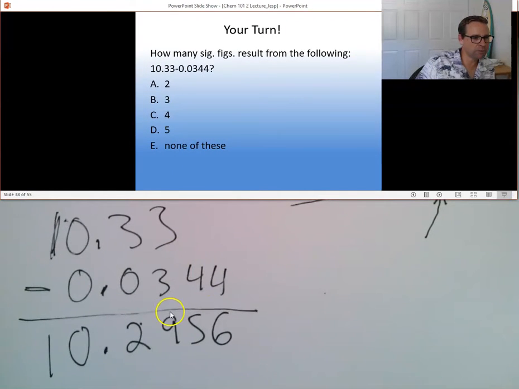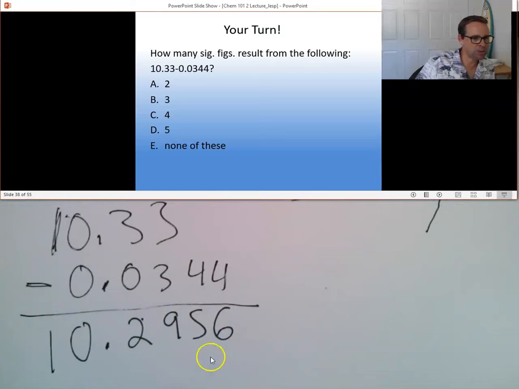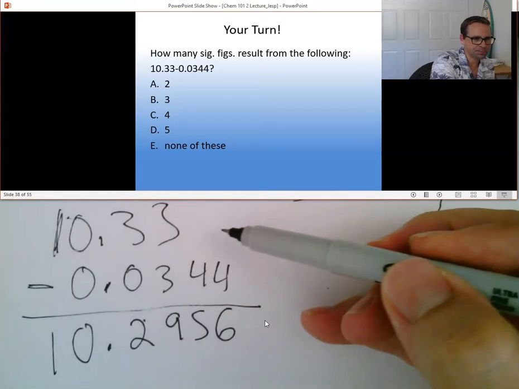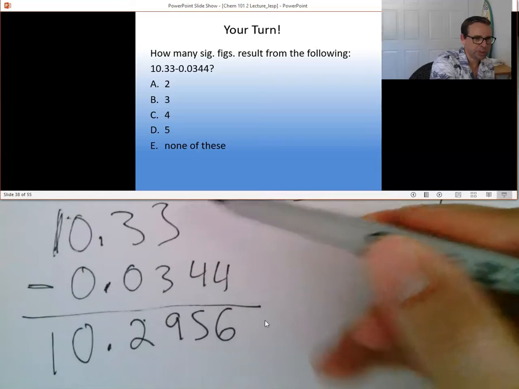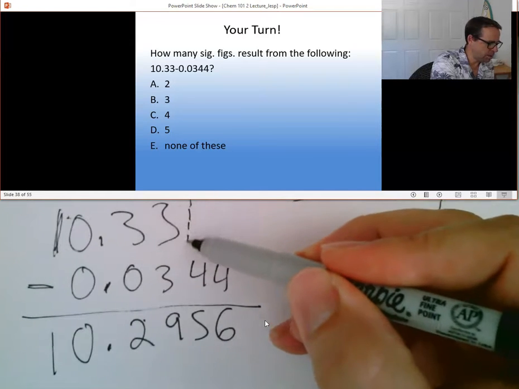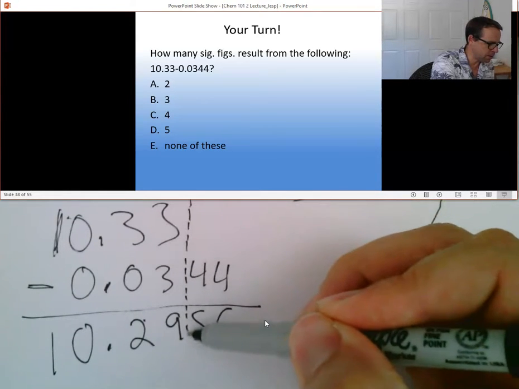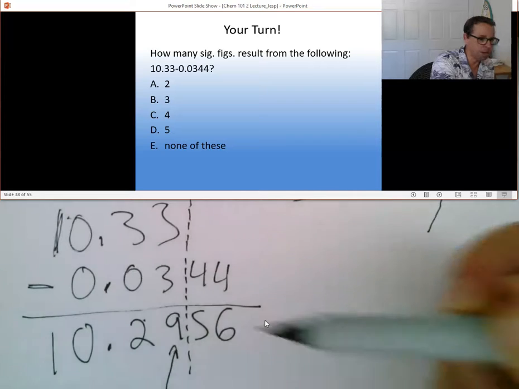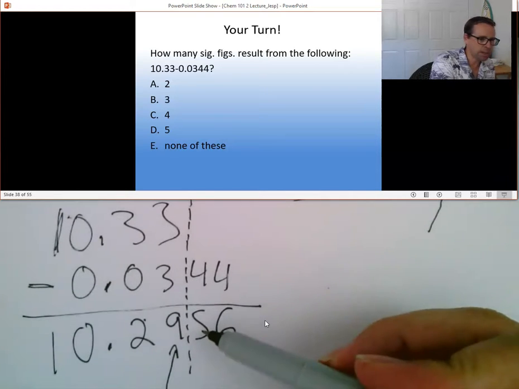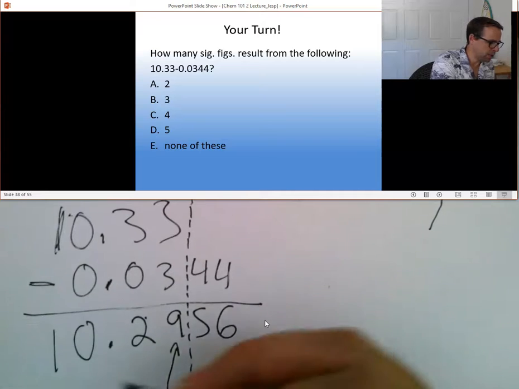Now, where am I going to cut off the answer? How many significant figures am I going to cut it off at? Right after the 29. That's right. So right here, because that's where my limit is, I have to round this number there. I look to the right. Does it round up or down? Up. So it's going to be 10.30.